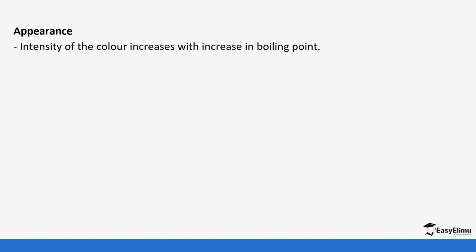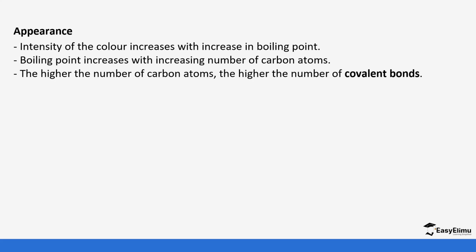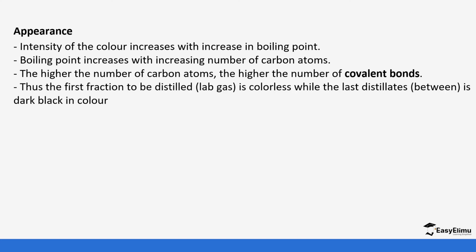When you look at the fractions, the intensity of the color increases with increase in boiling point. That means the bitumen that is lower in the fractionating column is very dark. Boiling point increases with increase in the number of carbon atoms. The higher the number of carbon atoms, the higher the number of covalent bonds. Thus, the first fraction to be distilled is colorless, while the last to be distilled is dark black in color.